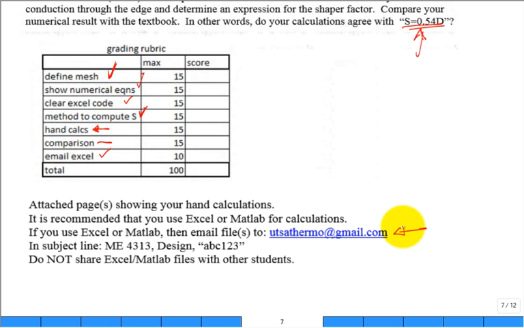If you want to show me what you got before you turn it in, I'll be fine to look it over, but I'm pretty relaxed on that. All right? Any other questions?